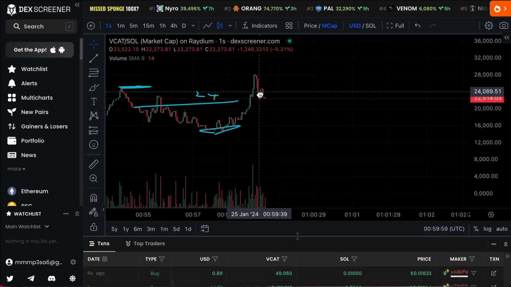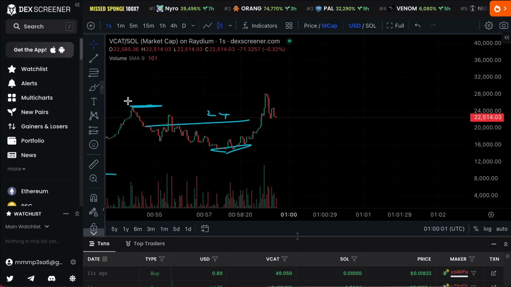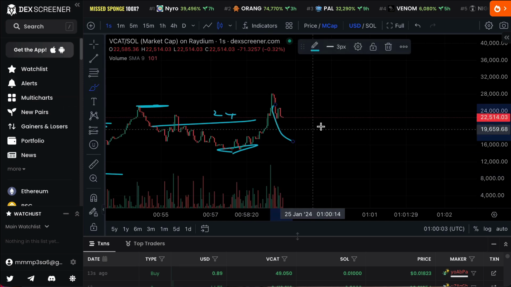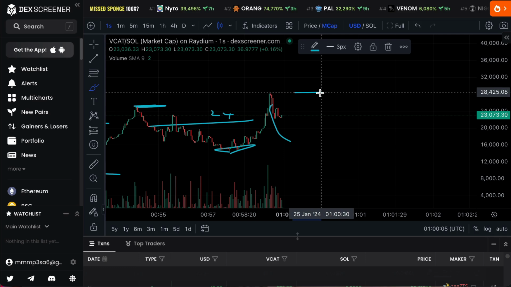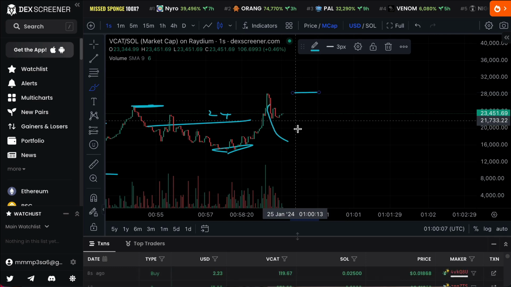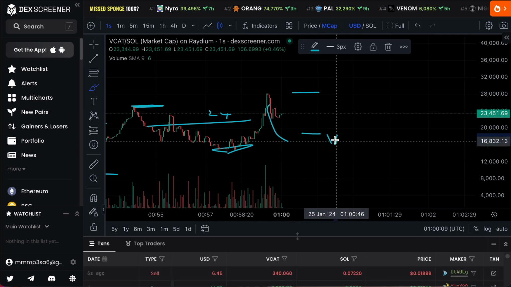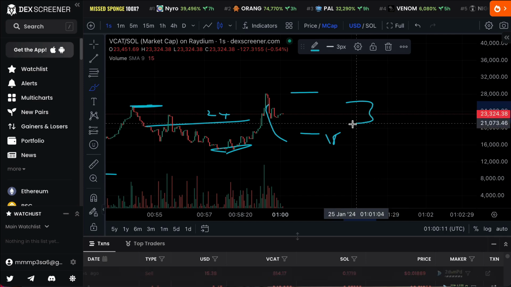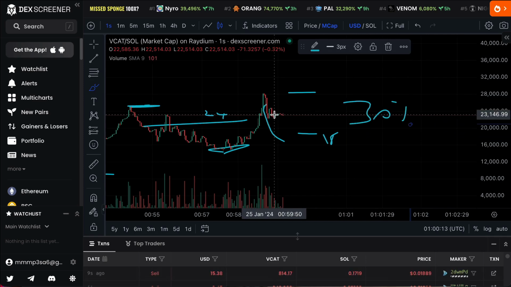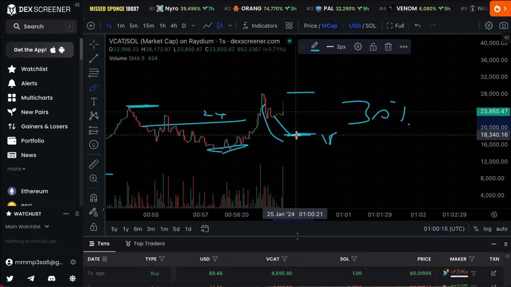Where do you want to buy? You want to buy into a dump. Because the dump could be literally 28,000 we got to there. And now the price is 21,000 or it'd be 18,000. So you're literally buying at a 30% discount if you wait a second or two for a quick dump.